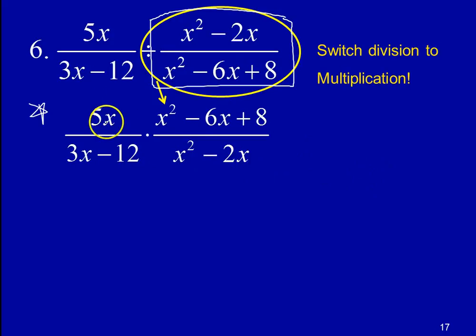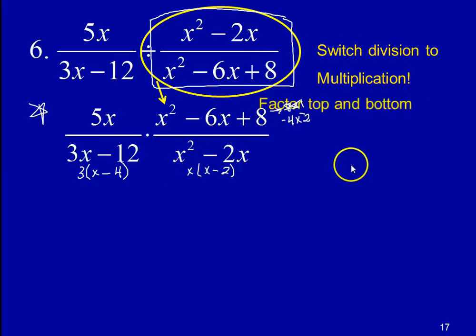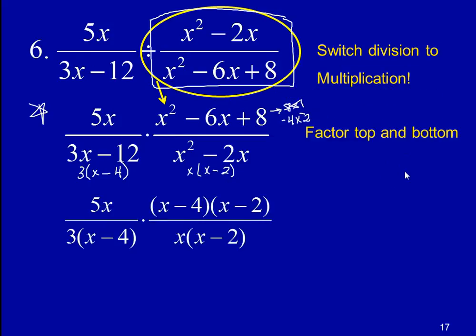So 5x, there's nothing I can do. 3x minus 12, I can simplify with a 3. So it becomes x minus 4. 3 terms, so trial and error. 8 is 8 times 1, or 4 times 2. How do I get my negative 6? A negative 4 and a negative 2. And remember again, negative 4 times negative 2 is that plus 8. Right here, what can I do? I can take out an x, leaving me with x minus 2. So factor everything that you have. Always ask yourself, can I factor any more? There's no squares, nothing else that I can factor, so now I cancel.